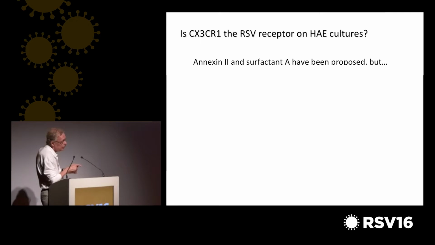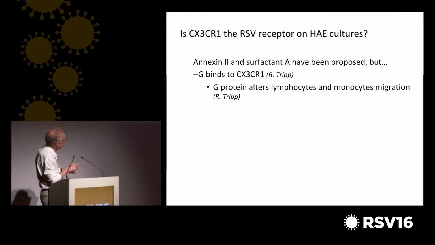There are several other possibilities, and annexin II and surfactant A have been proposed as a receptor, but Ralph Tripp had shown that G binds to CX3CR1, the receptor for the chemokine fractalkine. And he also has shown that the G protein binds to lymphocytes and changes their migration patterns.